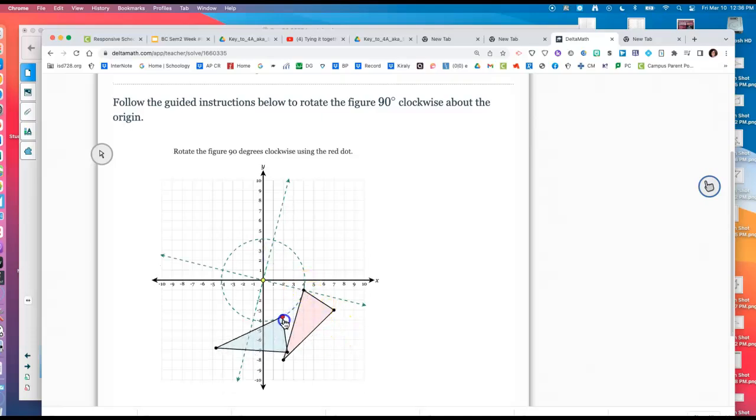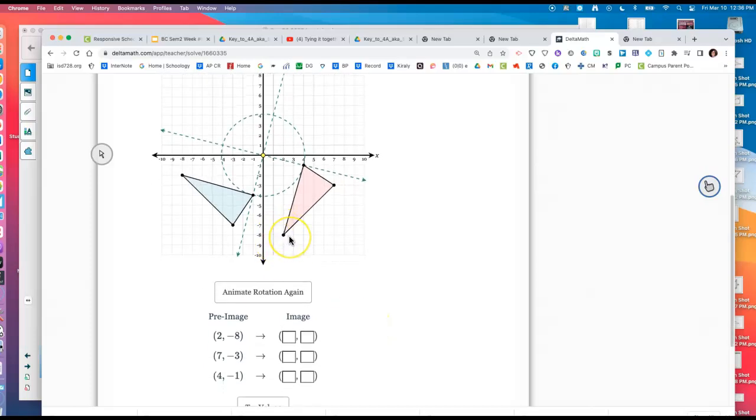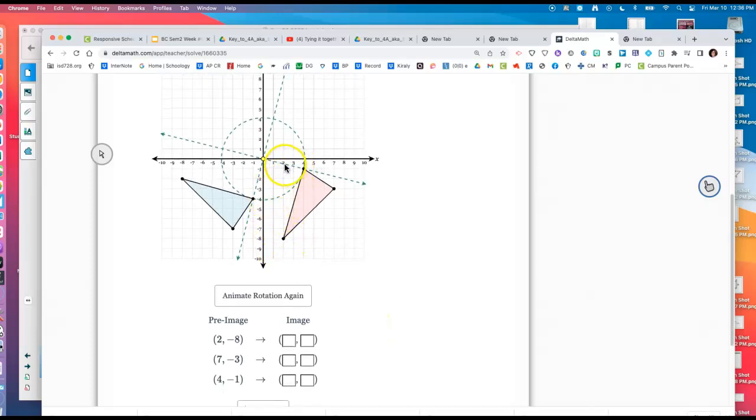Now we're going to turn with the clock 90 degrees. So I'm pulling this as if the clock is pushing it this way, and we're going to see if we can come up with a pattern. So let's focus at 2, -8. It's this peak right here. It turned over onto this far left one. It went to -8. So it looks like the y value came first, and then it went to -8, -2.